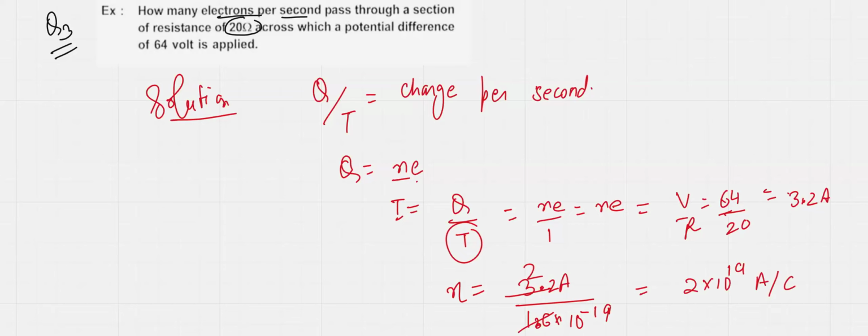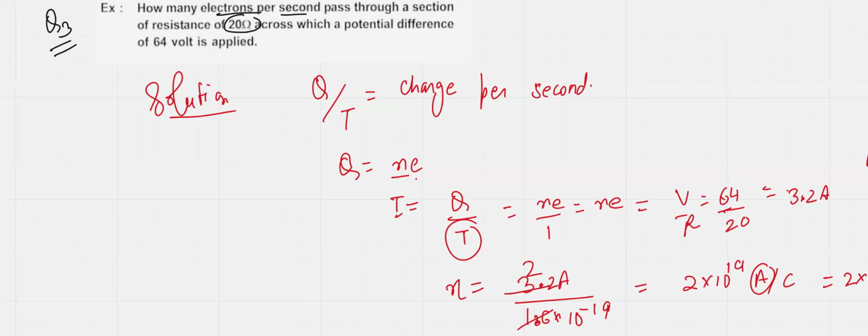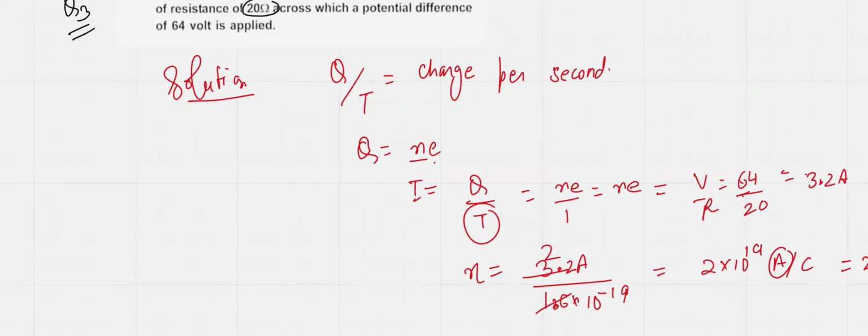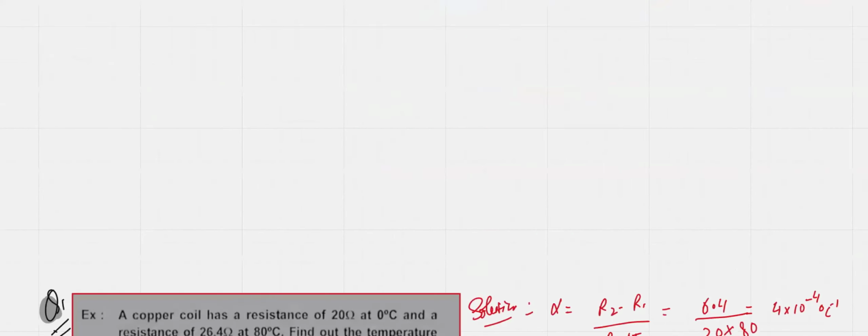Or in formal terms, ampere is itself nothing but coulomb per second, right? So if you go further, it will become 2 into 10 to the power 19 per second, electrons per second. I hope it's clear now. Okay. Yes, sir.